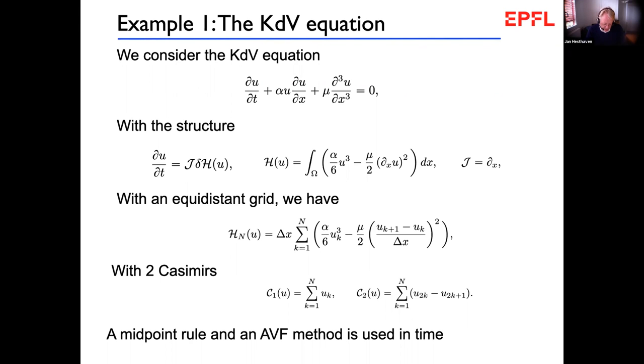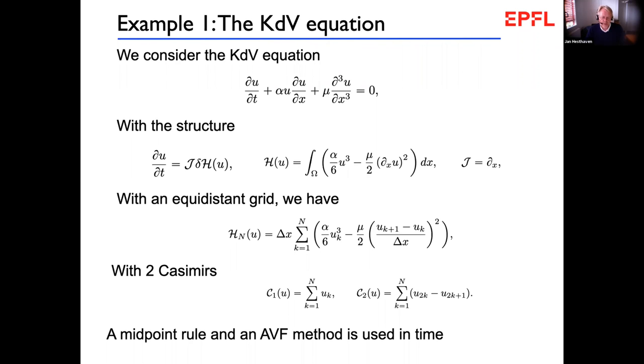Now, of course, it becomes critical in order to really maintain all of this that you also do things correctly in time. So we will look at two different methods in time. There's the midpoint rule, which I imagine most of you are familiar with. The midpoint rule has the property that it preserves the Poisson structure, but it does not exactly preserve the discrete Hamiltonian. And then there is another class of methods, called average vector field methods, which has the opposite characteristics. In other words, it precisely conserves the discrete Hamiltonian, but not the Poisson structure.